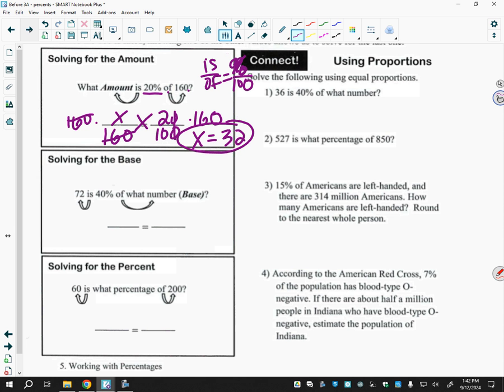But Parker, do the second one and tell me what you get. 72 is 40%.